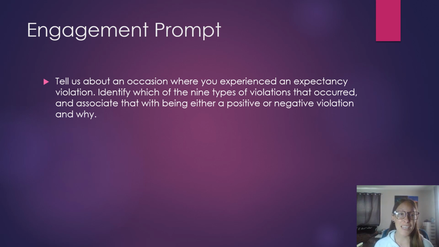So lastly would be my engagement prompt for this week. I would like the class to tell each other about an occasion where you experienced an unexpected violation or an expectancy violation. Tell us which one of the 9 types of violation occurred, and then go ahead and associate that with being either a positive violation or a negative violation, and tell us why it was positive or negative.